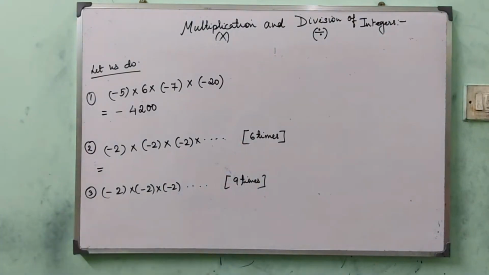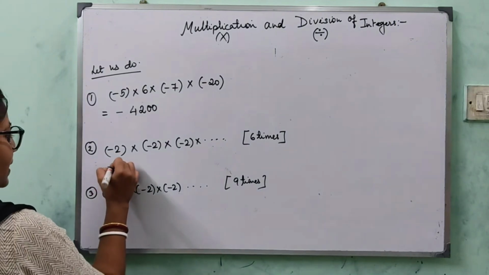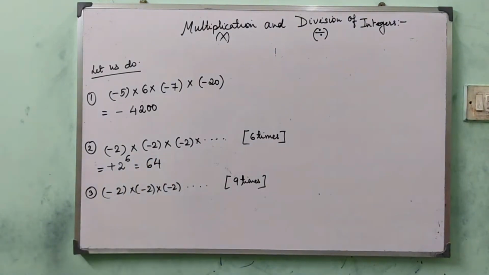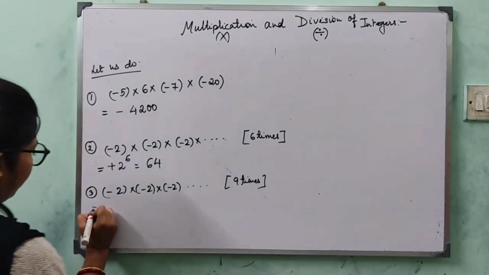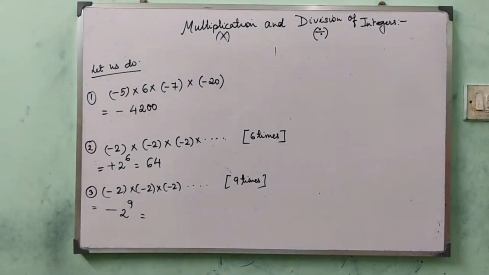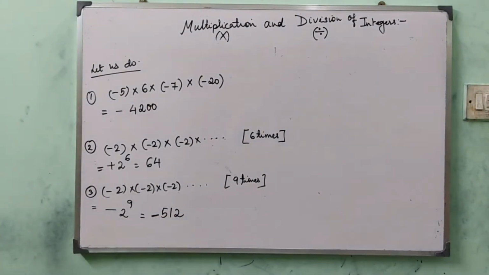What about this? Minus 2 is multiplied 6 times. Minus 2 is a negative integer multiplied 6 times, and 6 is an even number. So minus 2 is multiplied an even number of times, the product will have a plus sign, and it is 2 to the power 6, which is 64. Next is minus 2 multiplied 9 times. Now 9 is an odd number, so the product will have a minus sign, and this is 2 to the power 9. So 2 to the power 9 is 512, and the answer is minus 512.